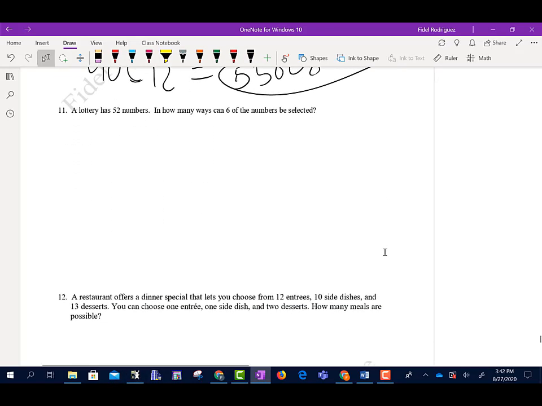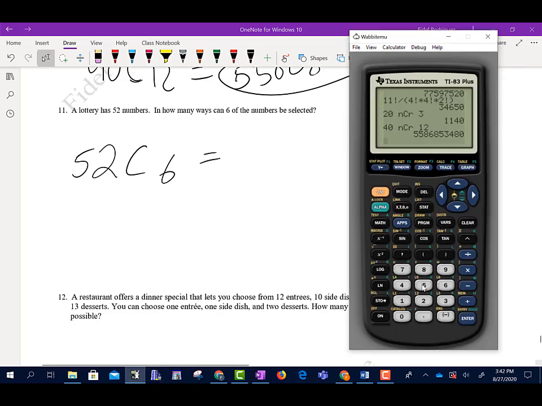Let's see. A lottery has 52 numbers, and how many ways can 6 of the numbers be selected? So 52 choose 6. Have you all ever watched the lottery? They usually show it on the news right before the news starts. And the order of the numbers is not important. So as long as you got your 6 numbers, you win the jackpot, right?